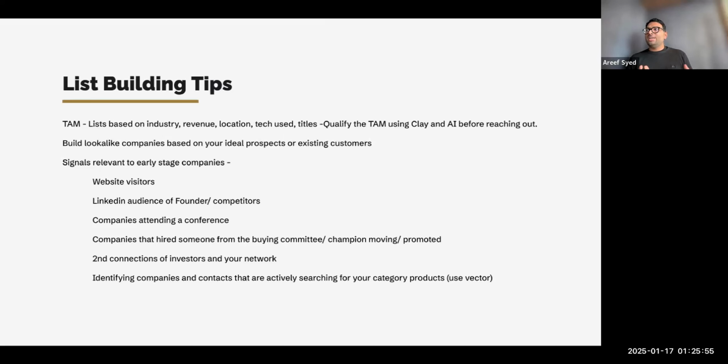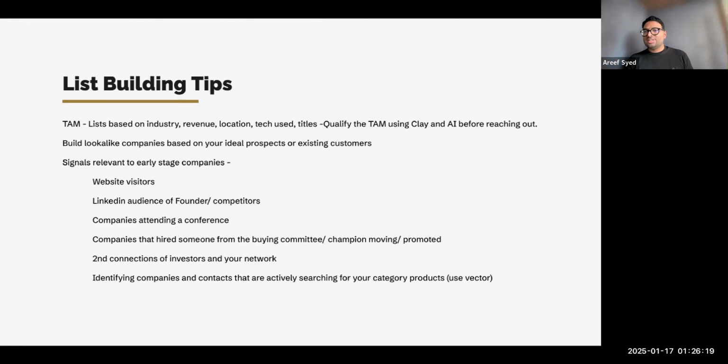So unlike the traditional way of building lists, you just want to reach out to people who were present at Shop Talk or NRF, for example, recently. So you want to reach out to only 2,000 people and talk to them about it. These kinds of lists will give you a lot more return on investment than reaching out to a generic list of 10,000 people, right?